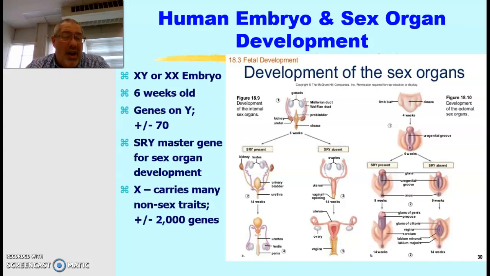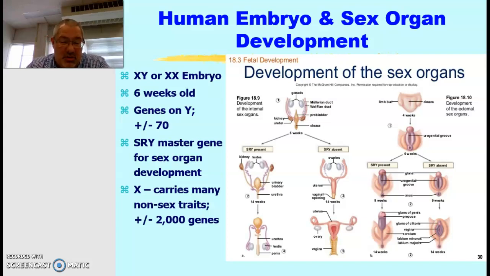The Y chromosome primarily contains genes that are involved in development of the male sex organs, and contains a very small number of around 70 or so genes.